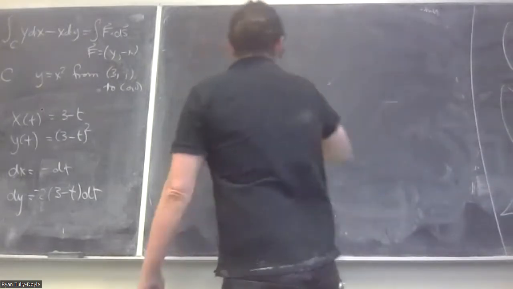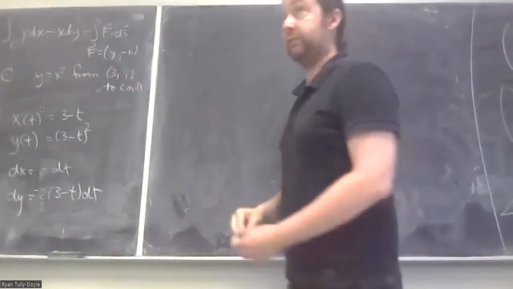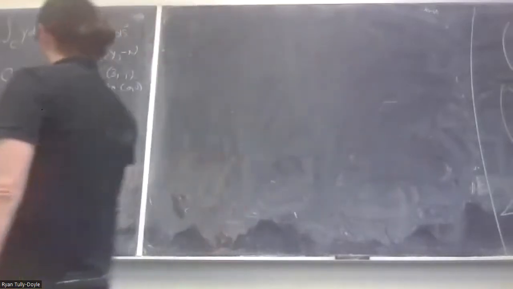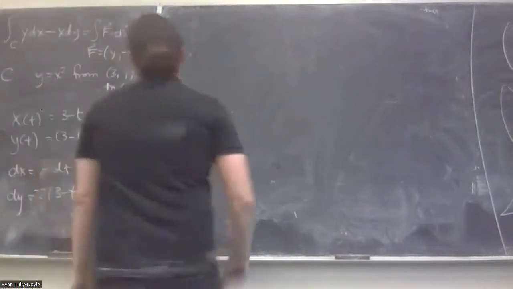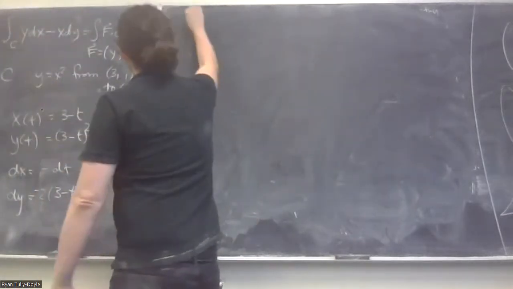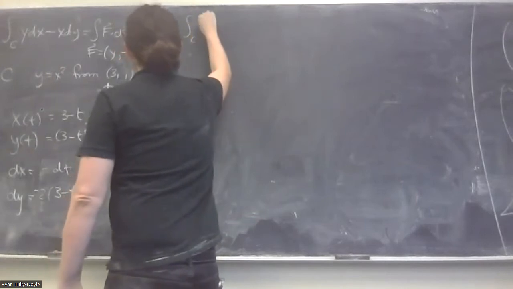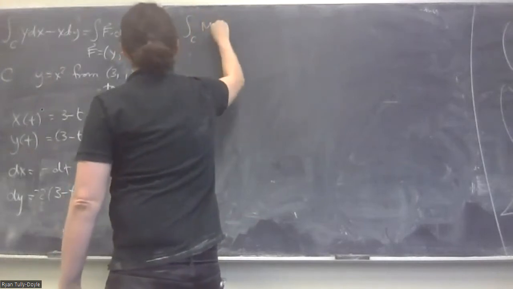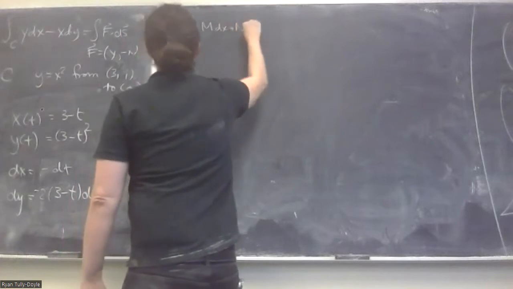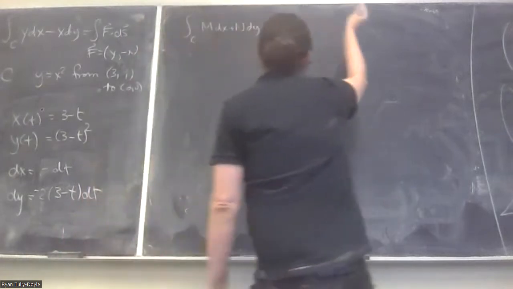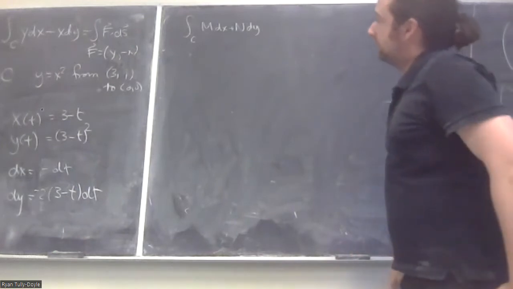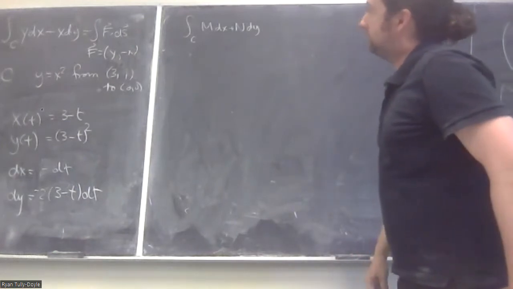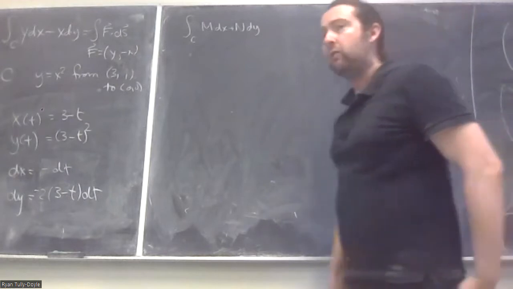Now, one thing that does come up in a problem like this, there's something I want to know here. Suppose I asked you the same kind of question. I have the integral over c of m dx plus n dy. So I've got some vector function on some curve. And I want to know, does it actually matter how I get from A to B?